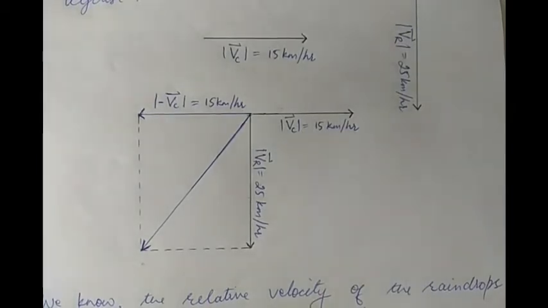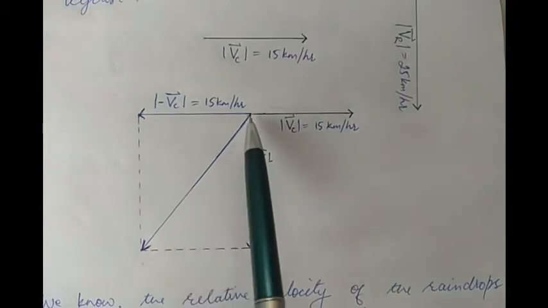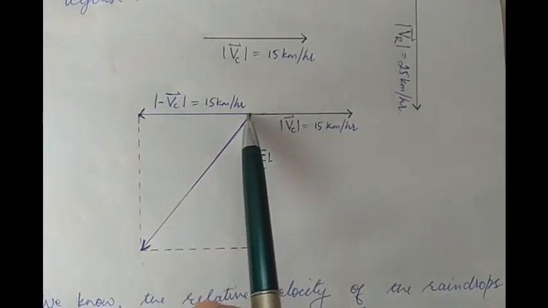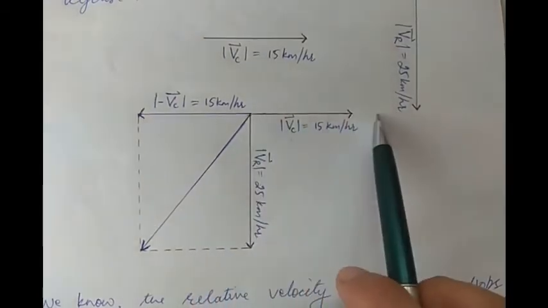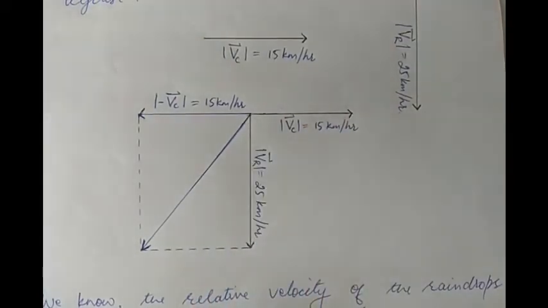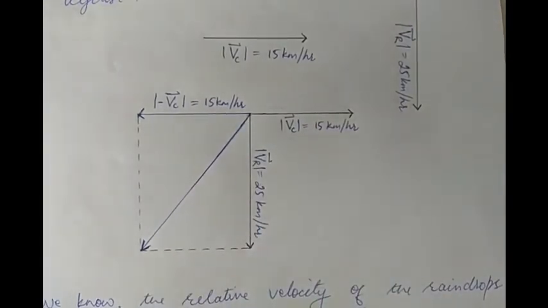And what it looks like to the cyclist running with this speed is that it looks to him as if the raindrops are coming at this angle towards him. And that is exactly what happens in reality. If we are inside a car moving with a certain speed along the horizontal and raindrops are falling, we see raindrops coming towards us at some angle. So this is what this picture tells us.